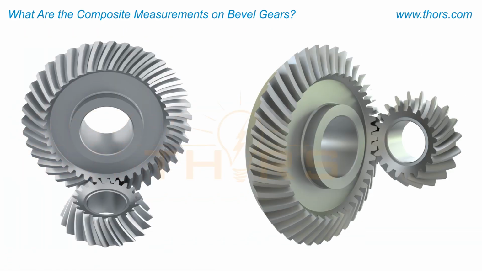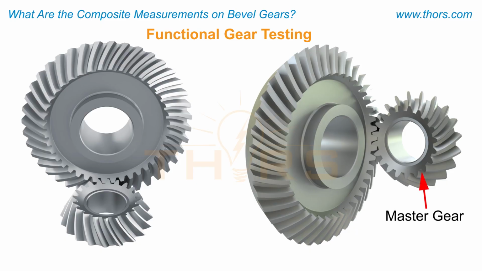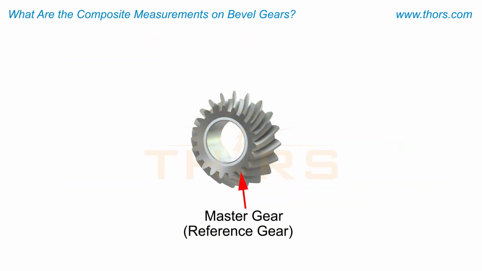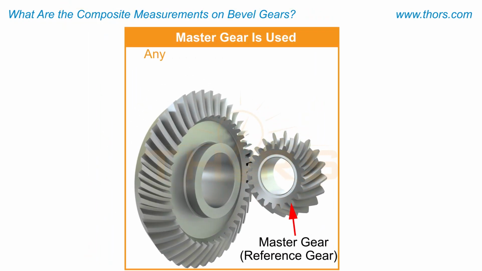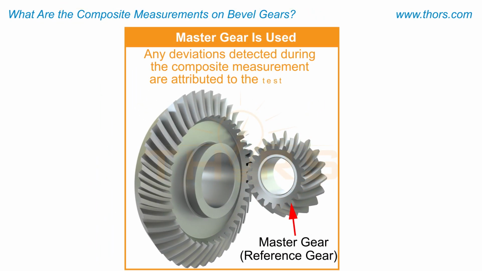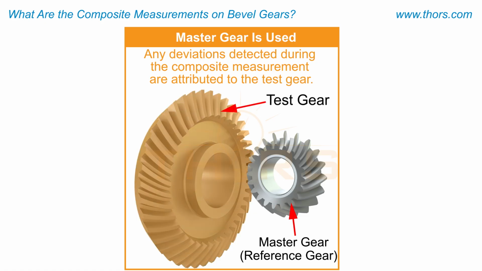Composite measurements are typically performed through functional gear testing under controlled meshing conditions using a master gear, also known as a reference gear or an actual mating gear. The master gear is manufactured to a very high degree of accuracy and carefully calibrated to serve as a high-precision reference. When the master gear is used, any deviations detected during the composite measurement are attributed to the test gear.